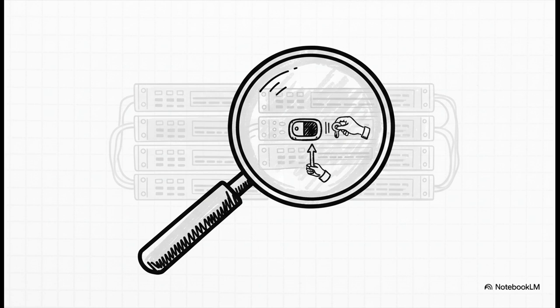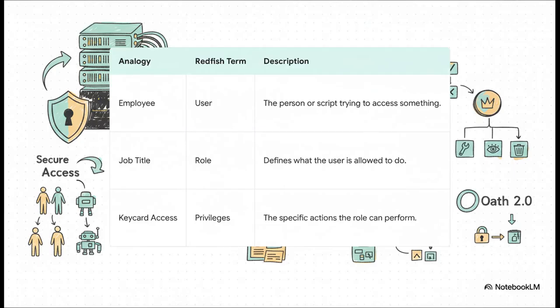Think of a privilege as the smallest possible unit of permission. It's the specific, granular authority you need to do just one thing, like, say, configure a network port or reboot a system.